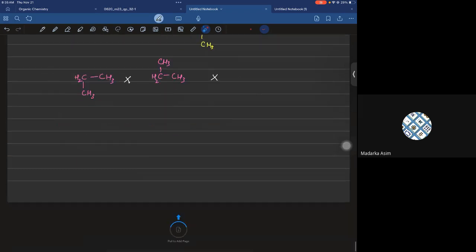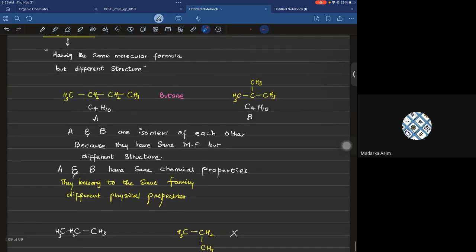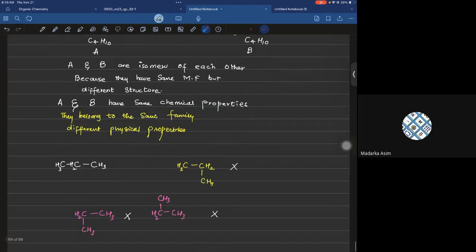Okay, now remember, for alkanes, I'm talking about only alkanes, there are two possibilities. The examiner would ask you to draw the different isomers of butane, or he would ask to draw the isomers of propane. Then you will say, for propane, isomer is not possible.